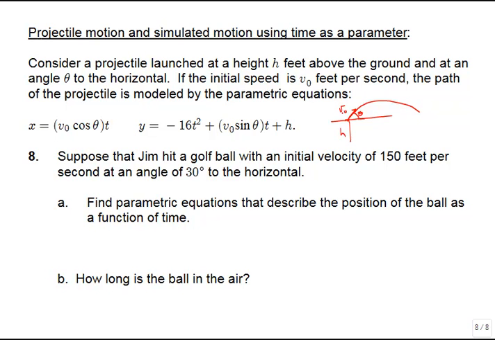The path of this projectile is modeled by these two parametric equations. X is equal to v sub 0 cosine theta times t, and y equals negative 16t squared plus v sub 0 sine theta t plus h. Now where are these coming from? Well, x is measuring our distance in the horizontal direction. So you want to keep that in mind. This is going to be our speed in the horizontal direction.